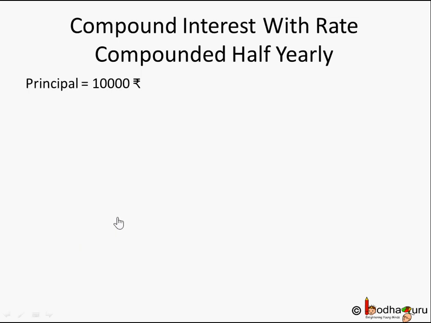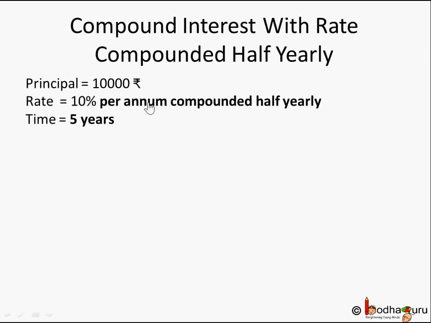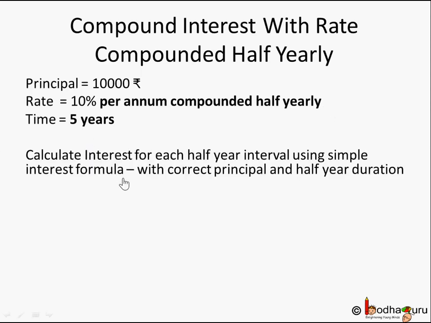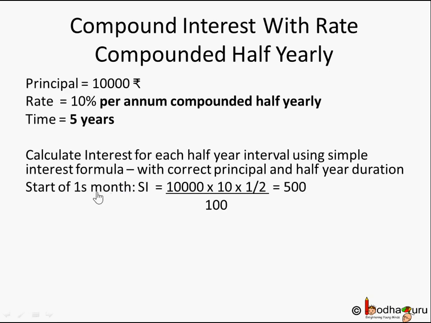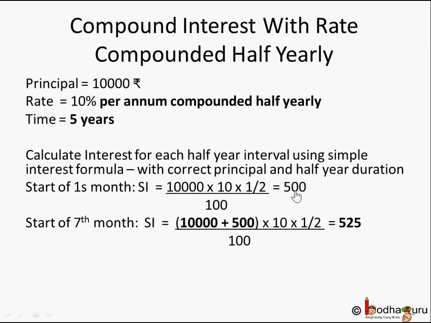Now what you are going to see is the same thing, 10% per annum compounded half yearly, or every 6 months. Time is the same, 5 years. Let's see what happens. For the first 6 months, the simple interest is 10,000 into 10 into 1 by 2. Why? Because we are now calculating the simple interest for every 6 months. 1 by 2 of a year is 6 months, right? 12 by 2 is 6 months. So you get 500 rupees as the interest for 6 months.